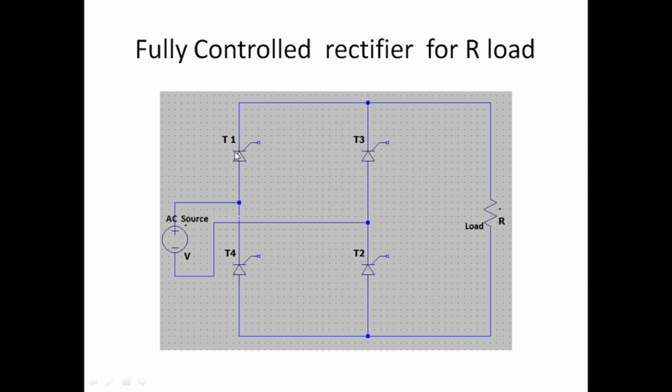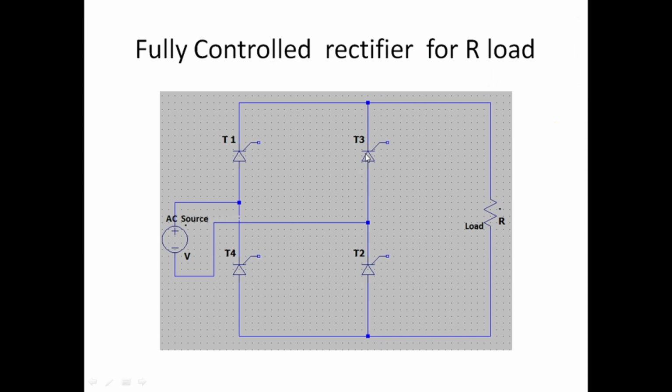In the positive half cycle, T1 and T2 conduct, so current flows in this way. After we apply the gate pulses to T1 and T2 in the positive half cycle, T1 and T2 start conducting, and current flows in this direction. This continues till 180 degrees.